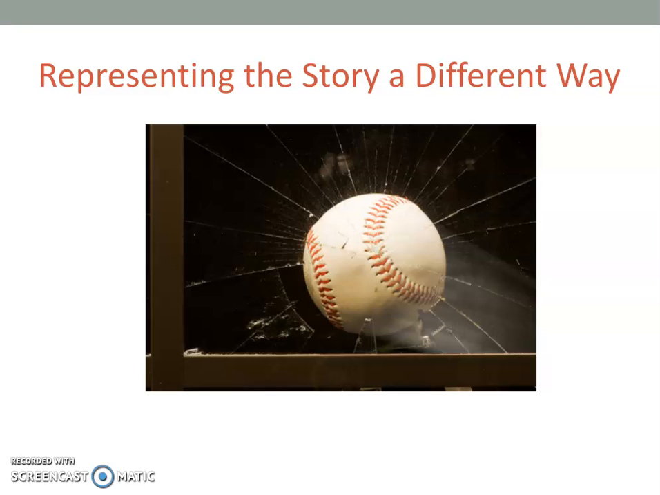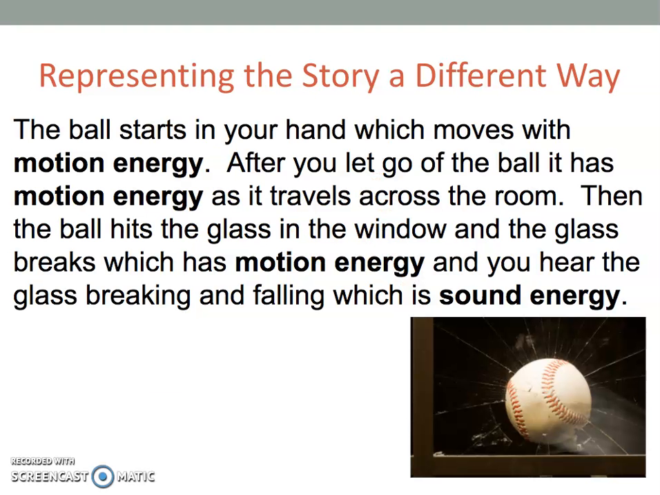So for our first story from the worksheet, we have this baseball that's thrown into a window. It causes the glass to break. And we have our energy story here. So the idea of an energy flow diagram is that I'm going to take these different types of energy and identify which objects have them and show that in a diagram way. So a diagram is really simplified.